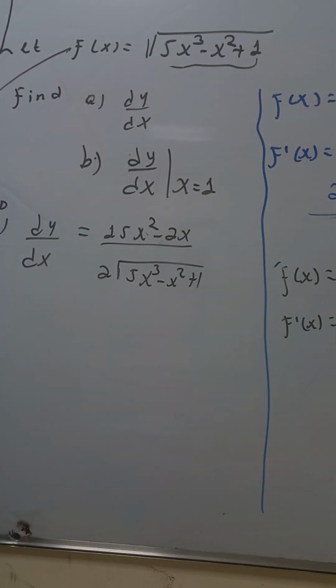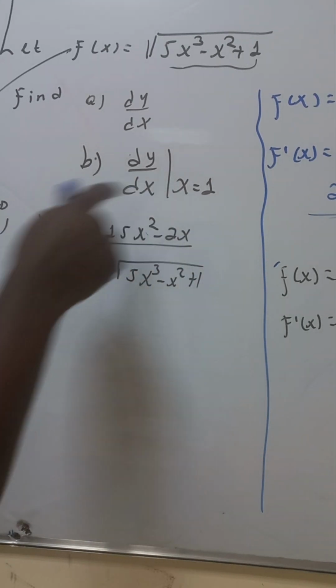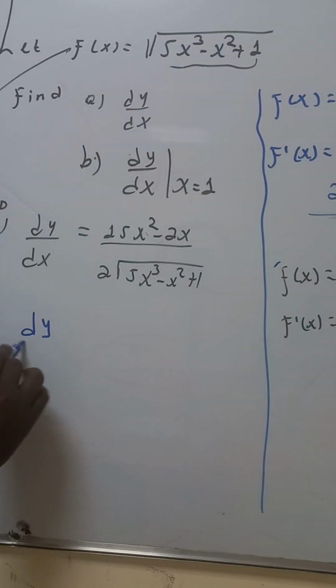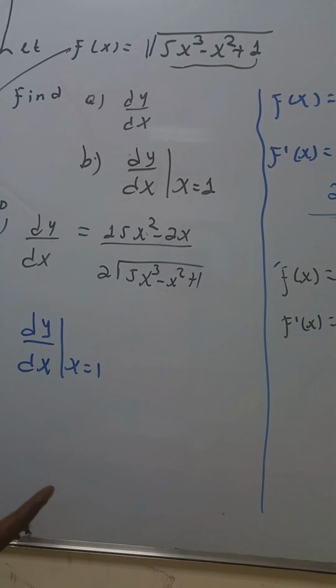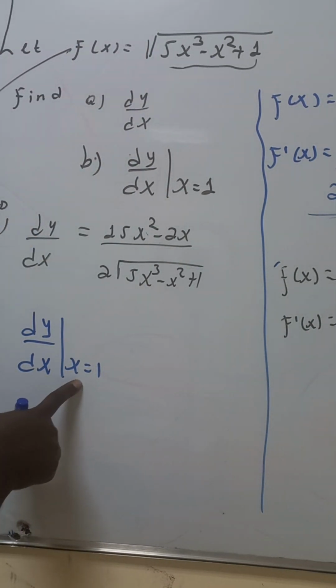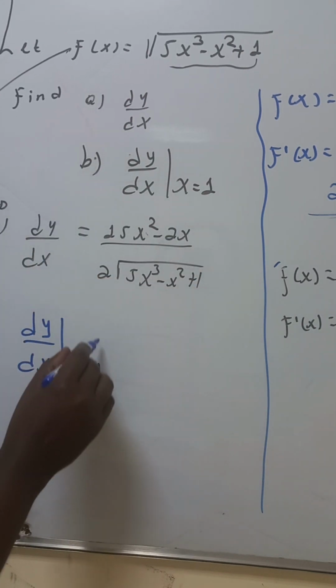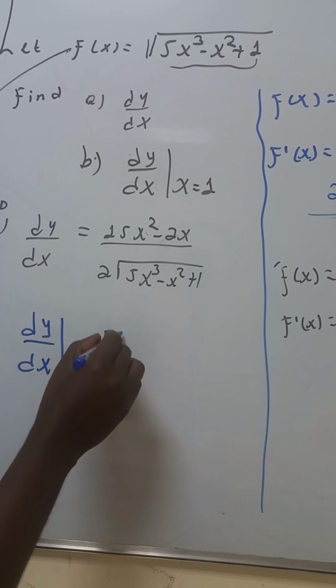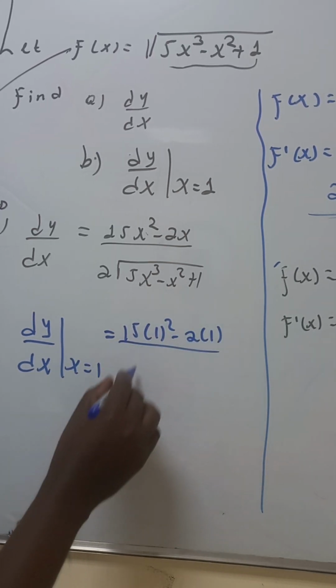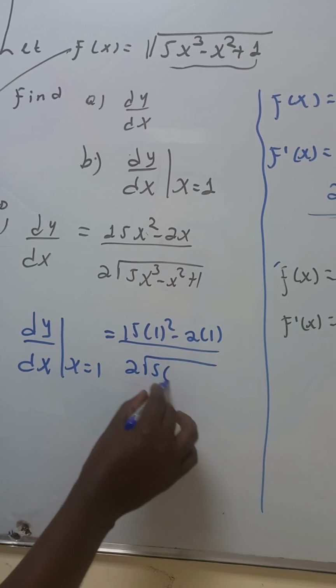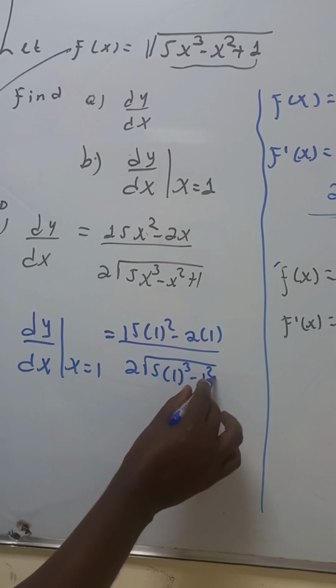When you come to the case of dy by dx at x equal to 1, that means the gradient of the tangent line of f at this point, simply the slope or the gradient of the tangent line of the curve, then you can directly plug 1 in place of x in the derivative. Then this is 15 into 1 squared minus 2 into 1, over twice the radical of 5 into 1 cubed minus 1 squared plus 1.